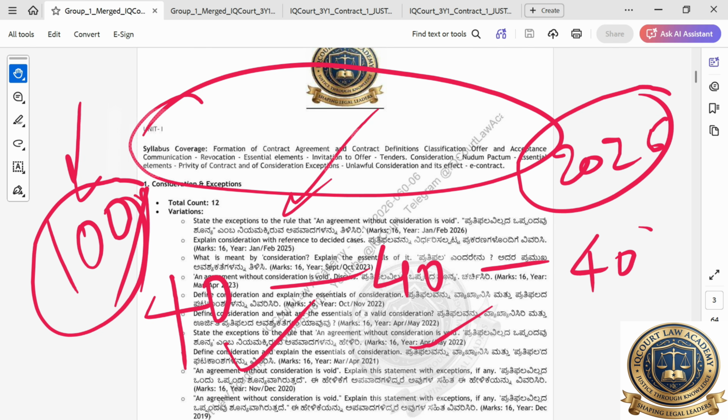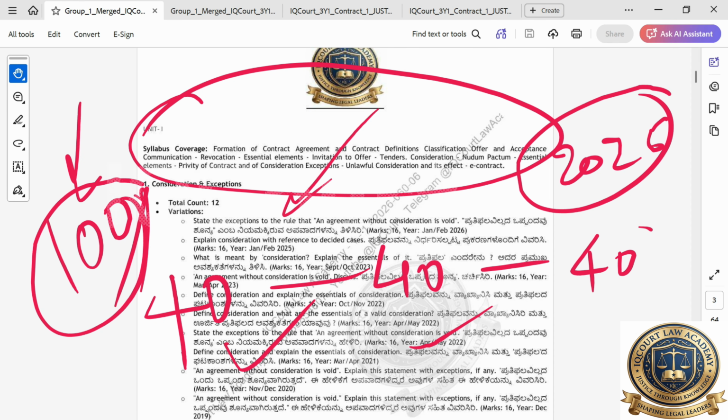They are not able to get the correct, perfect study materials. That is where they are lacking. We are providing you all the important questions along with the answers, and we are removing what is not important. Our IQCourt study materials are exam oriented. We are not going to tell you stories. Only what is important for the exam is covered.